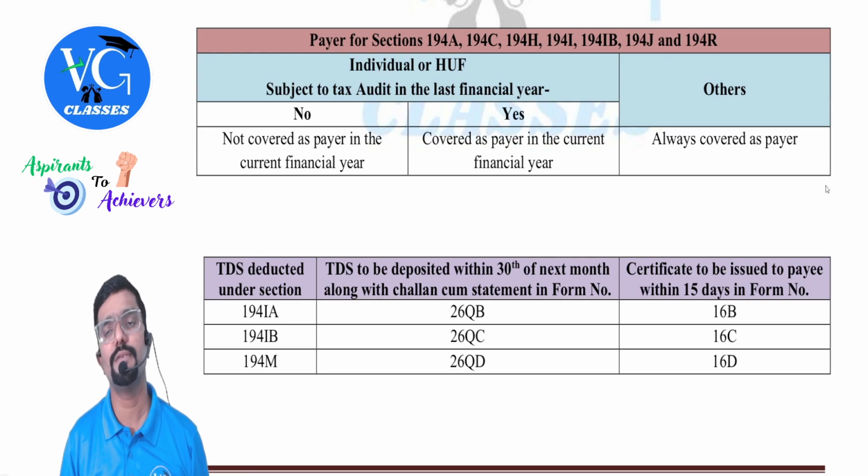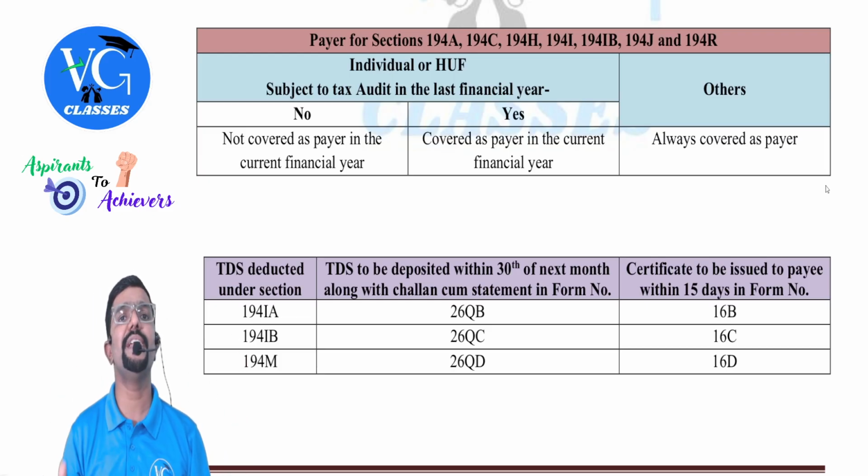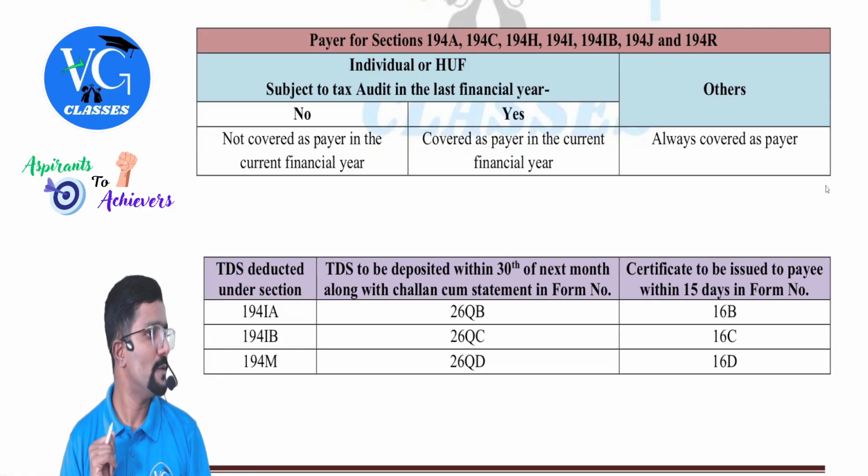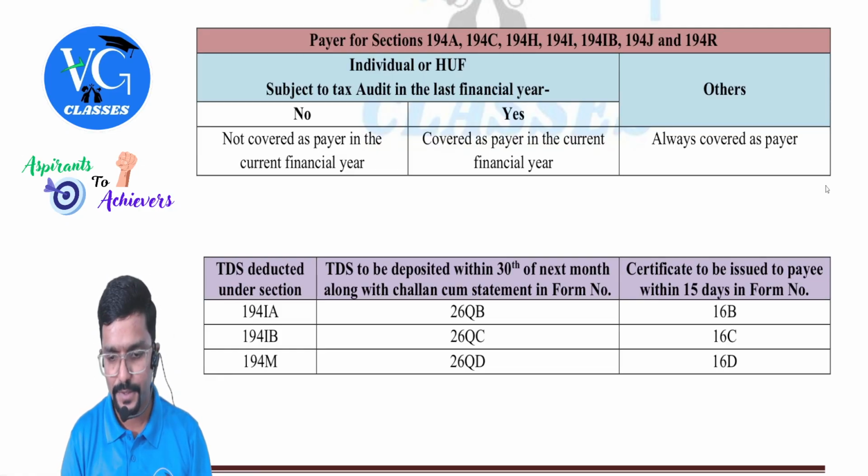Why so? Because I am an individual for whom tax audit was not applicable in the last year, and I am paying interest to you. Any amount paid by me, no TDS.